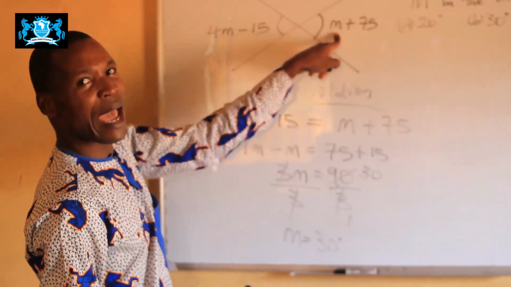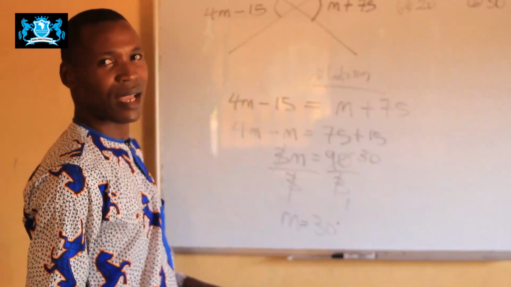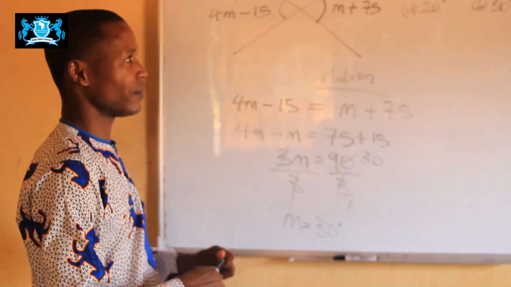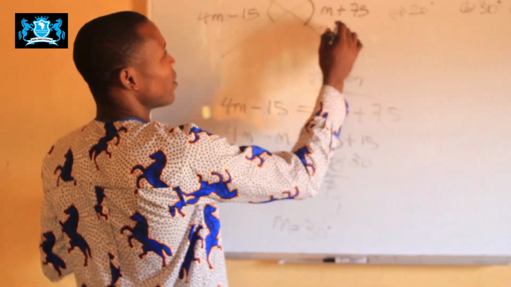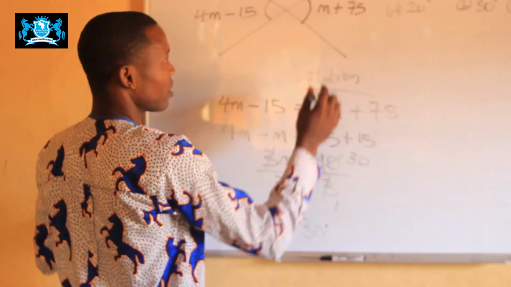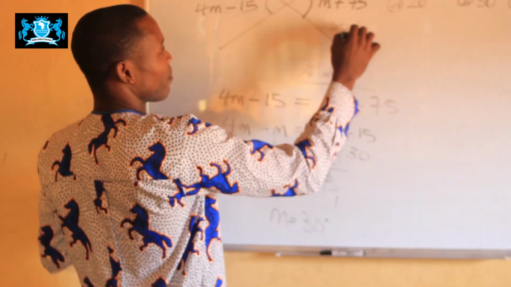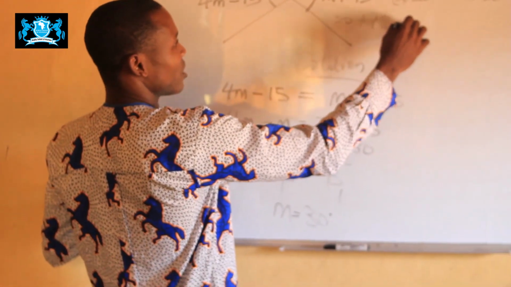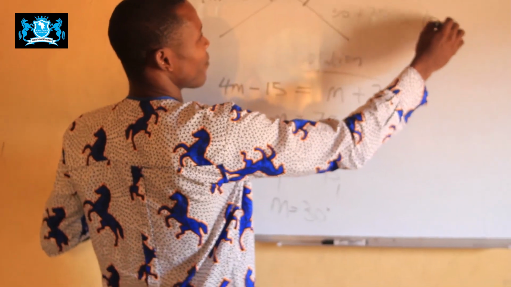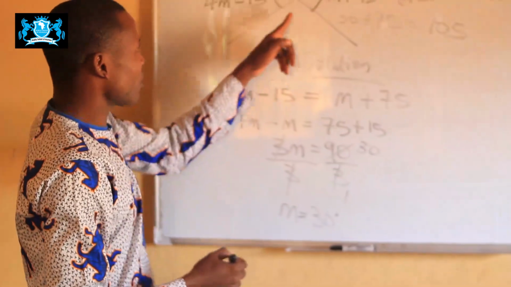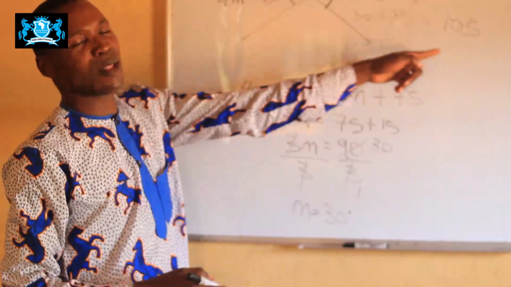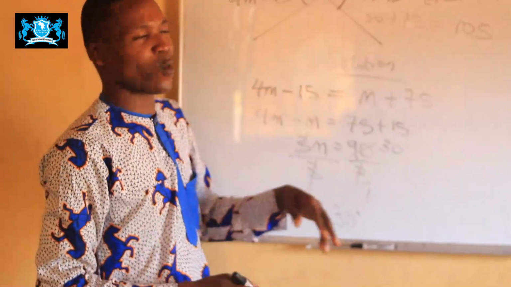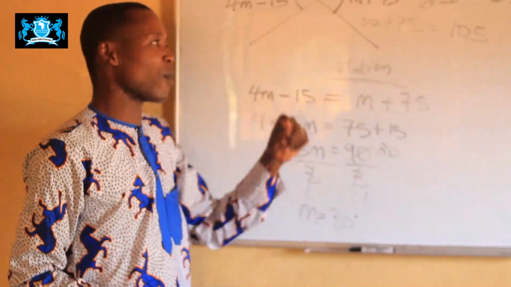Let us verify and see if we are correct. Let us put m here and put m here and see if we get the right answer. If we come here and put m, we have 30 plus 75, which should give us 105. So let us solve the same thing here and see if we get 105. If we don't get 105, that means we are wrong. But if we get 105, we are correct.